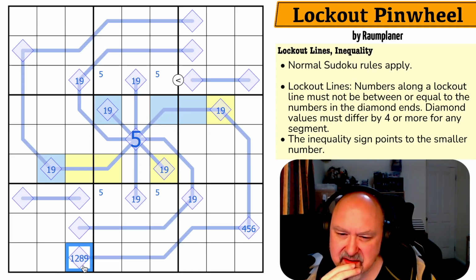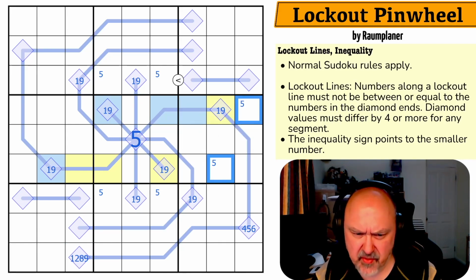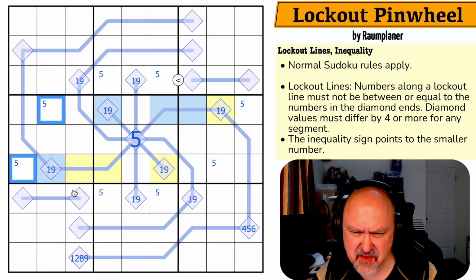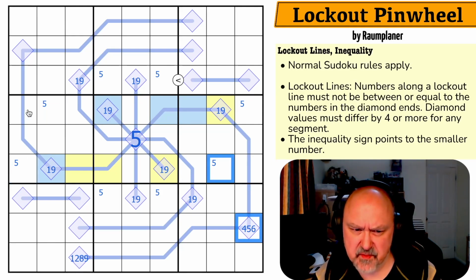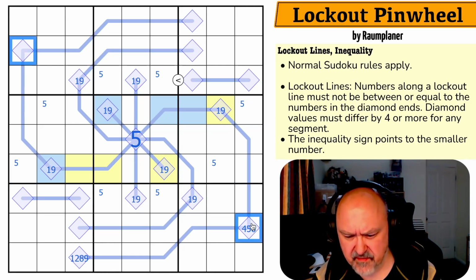Wow, I am way out of practice. 5 is not in any of these. So 5 is in one of those two. 5 is in one of those two. Does that do anything? Don't think so. If that's a 5, that's a 5, which means that's a 5. If that's a 5, that's a 5. And neither of those could be 5.